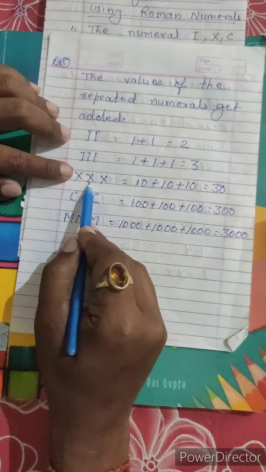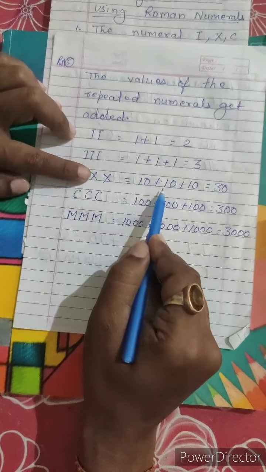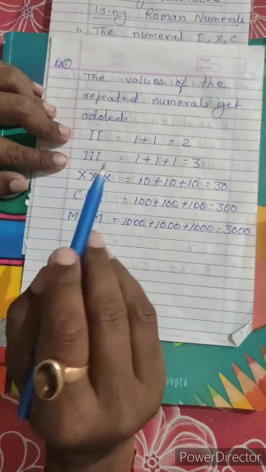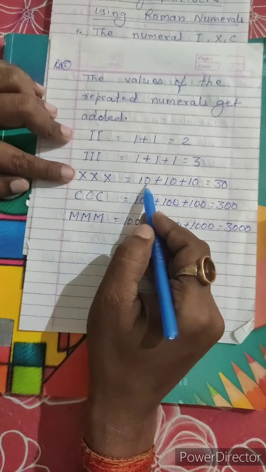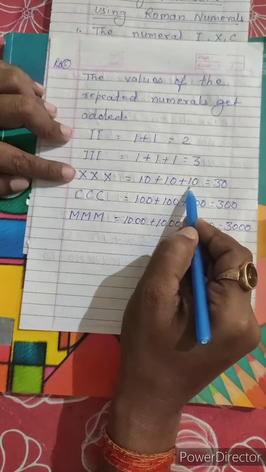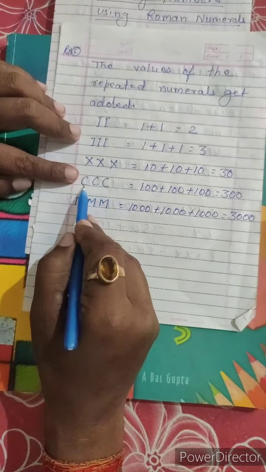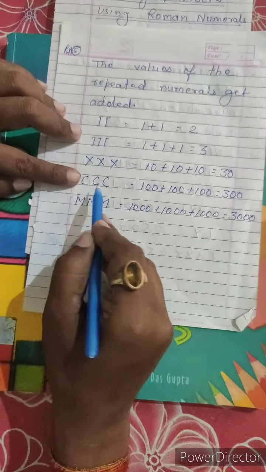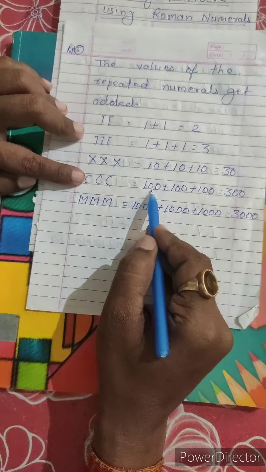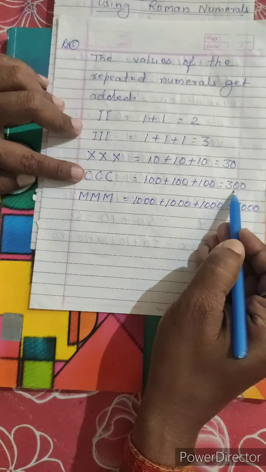Now X is 10. First X is 10, second X is 10, third X is 10. It is repeated 3 times, and when repeated it is added. 10 plus 10 plus 10 becomes 30. Now C means 100. Here C is repeated 3 times, and 100 added 3 times becomes 300.